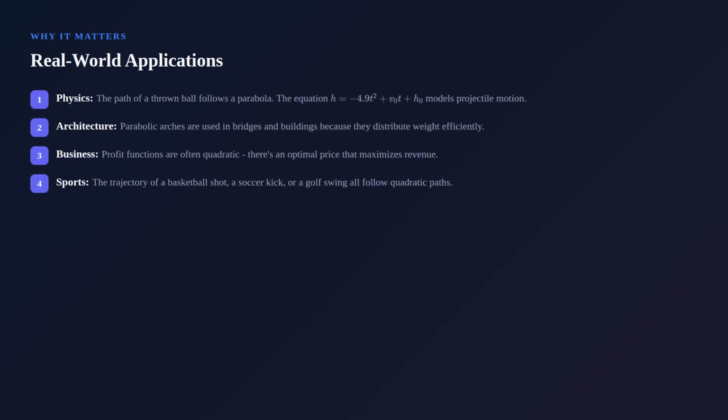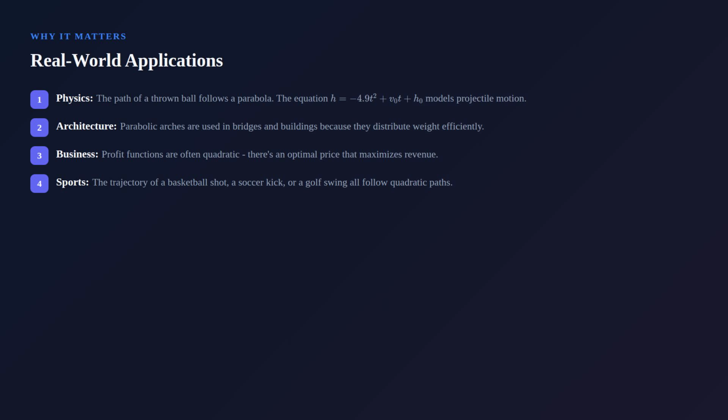Quadratic equations appear everywhere in the real world. Physics: the path of a thrown ball follows a parabola. The equation h equals negative 4.9t squared plus v0t plus h0 models projectile motion. Architecture: parabolic arches are used in bridges and buildings because they distribute weight efficiently.